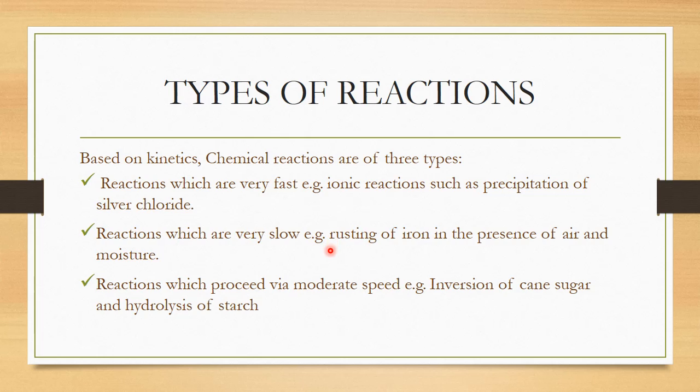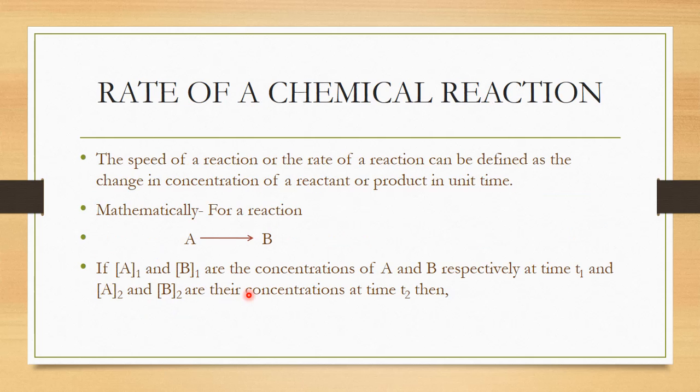And then we have the third category of reactions which proceed at moderate speed. For example, inversion of cane sugar, hydrolysis of starch. While studying kinetics, we are actually concerned with the third category of reactions, that is, those which proceed at moderate speed.